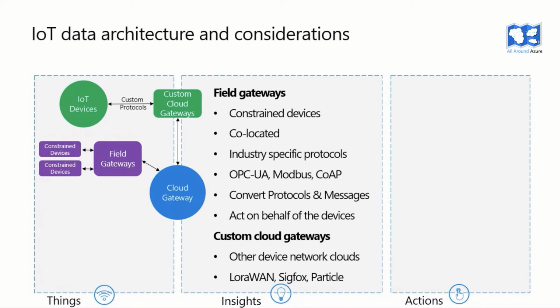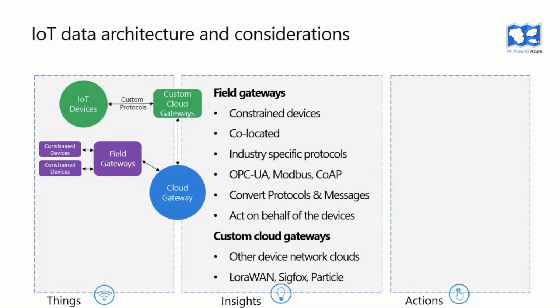Of course, the manufacturing industry has a long-standing history of embedded controller use with machine-to-machine communications over things like RS-232 and RS-485, and then using protocols like OPC UA and Modbus and so on. So the field gateway then ingresses the data from the constrained devices and sends it on to the cloud on behalf of those devices.